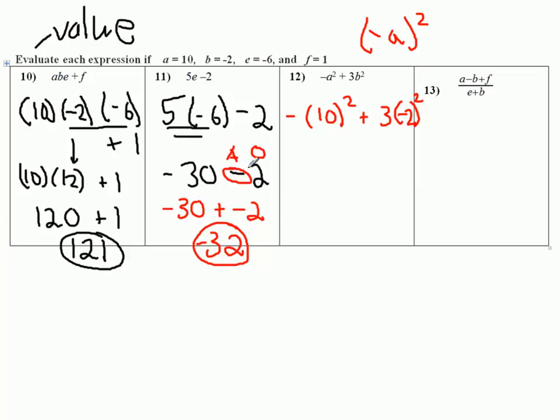Alright, so 10 squared really means 10 times 10, which is 100. So my final answer after this part, following PEMDAS, is -100. Plus, I have 3, but times -2 times -2, which is +4. So now I have 3 times +4, which is 12.